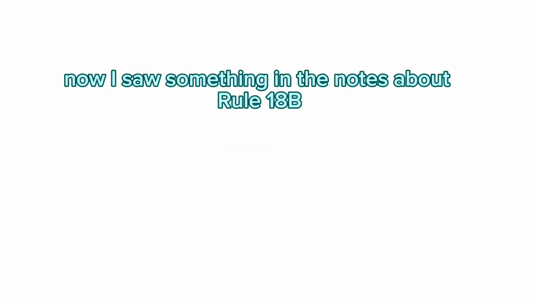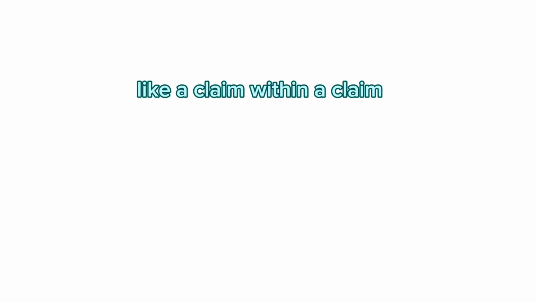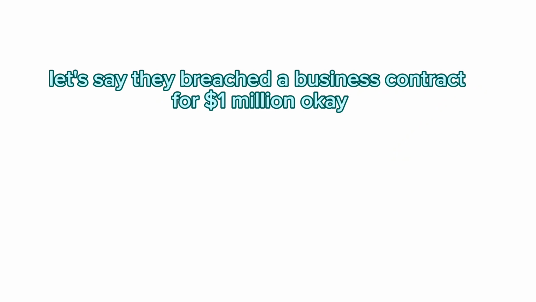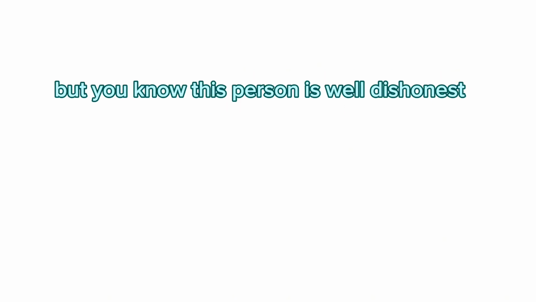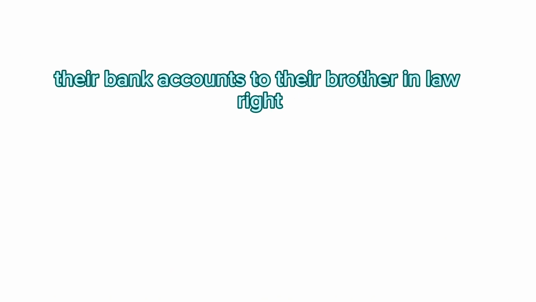Now, I saw something in the notes about Rule 18b and something called contingent claims. This sounded a bit like the movie Inception, like a claim within a claim. It addresses a very specific but very practical nightmare, especially for creditors. Imagine you want to sue someone for money damages. Let's say they breached a business contract for $1 million. Okay. But you know this person is, well, dishonest. You know that the moment they get served with that lawsuit, they are going to transfer all their assets, their house, their cars, their bank accounts to their brother-in-law.